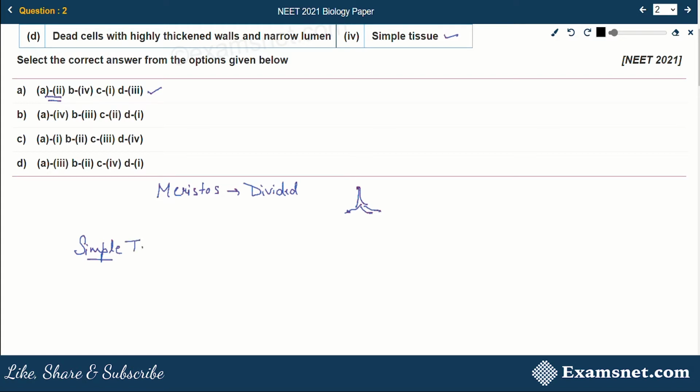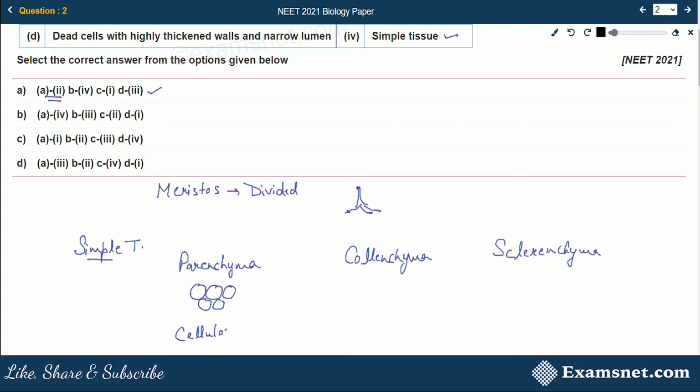Okay, now these can further be divided into three types: parenchyma, collenchyma, and sclerenchyma. Okay, so what is the basic difference between them? See, parenchyma are very thin walled tissues and they are composed of cellulose. Okay, collenchyma on the other hand have thickened corners.